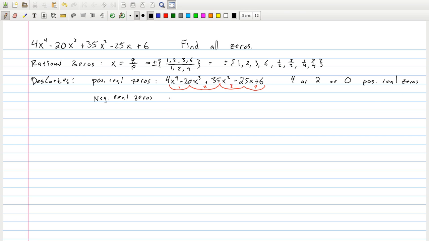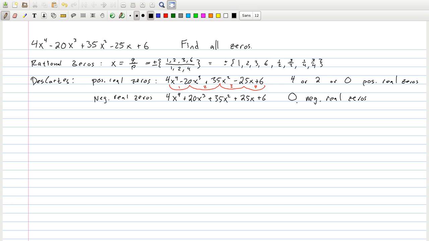If we look at how many negative real zeros we have, we're going to replace every x in the original polynomial with negative x. That has the effect of negating all of those terms with an odd power of x. So writing this new polynomial out, we have 4x to the fourth plus 20x cubed plus 35x squared plus 25x plus 6. And if you look at this, every term here is positive. This says there are no sign changes. That means there can be no negative real zeros.